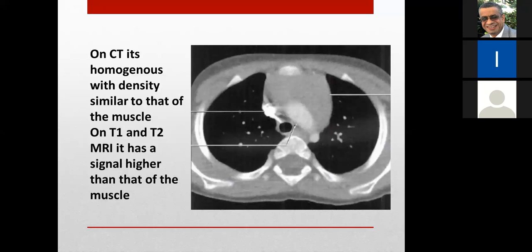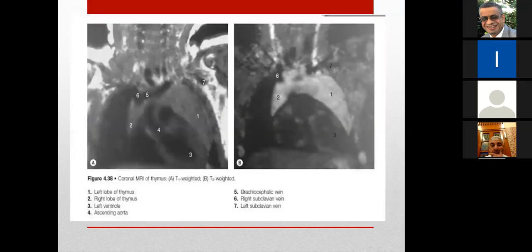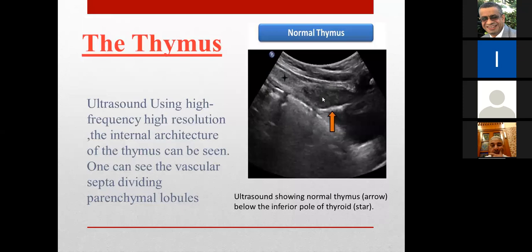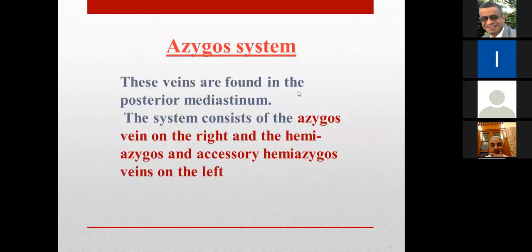On CT, the thymus has homogeneous density, similar to that of the muscles. This is the normal thymus. While on MRI, this is T1 MRI, and on T2 it is usually higher than the muscle. This is the right and the left lobe. This is again the right and the left lobe of the thymus. On ultrasound, it can be seen by a high frequency probe, where the internal architecture can be seen. This is the normal thymus.